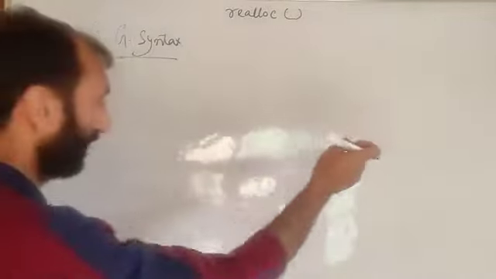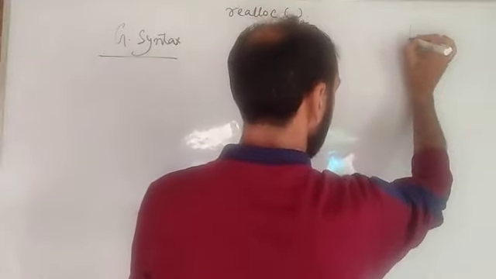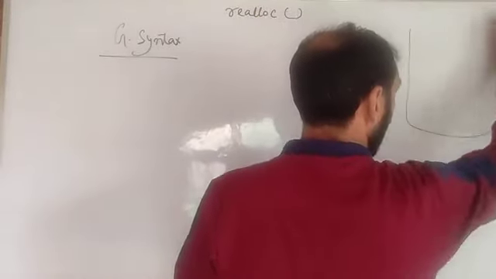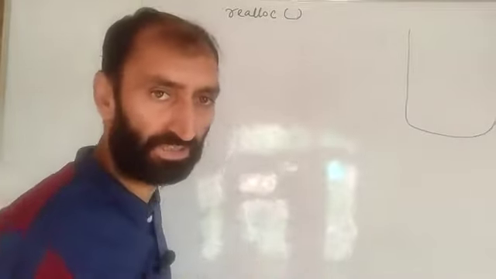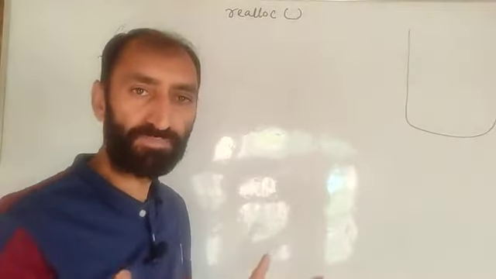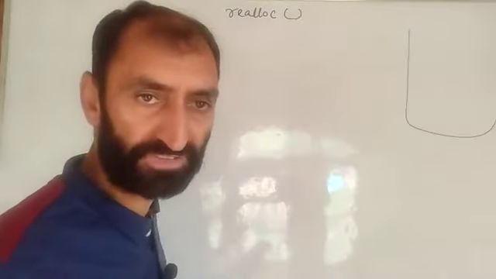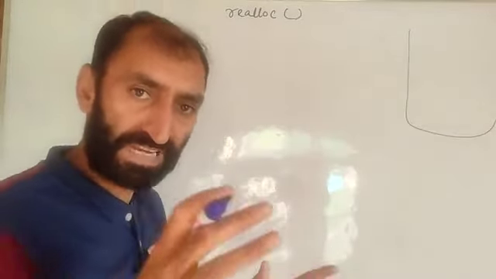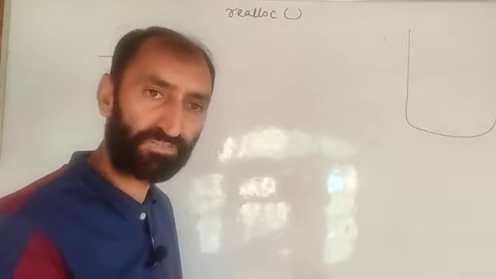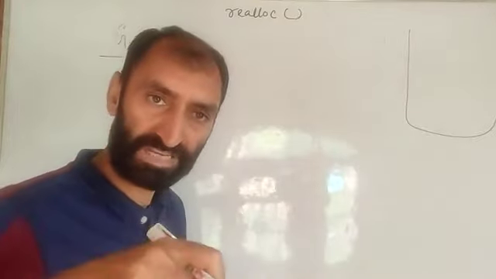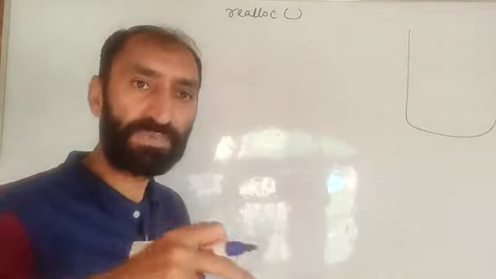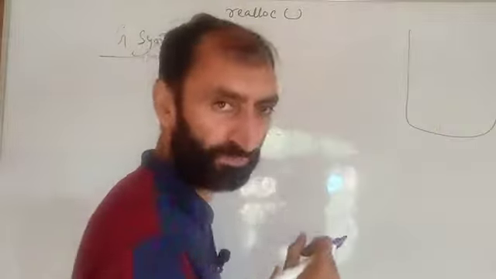Now, for example, this is our heap part. As I have already told you, dynamically the memory is going to be allocated from the heap portion, not from the static area. For static variables the memory is allocated from the static area, whereas dynamically the memory is allocated from the heap portion of the memory.